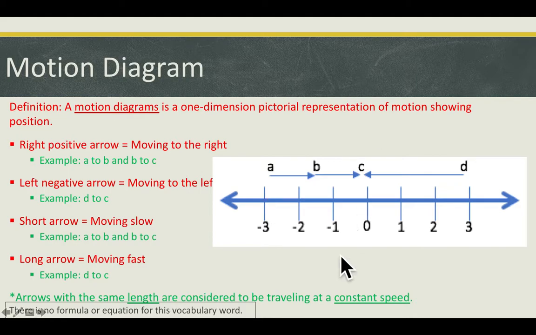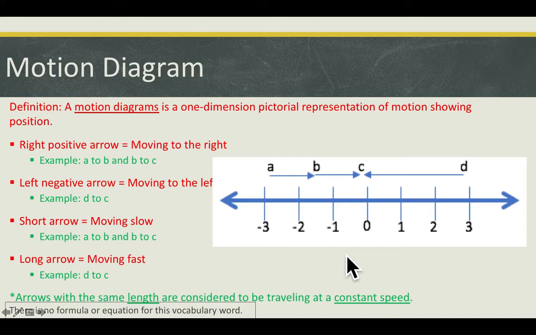If we look at this where we go from A to B and B to C, then that clearly is something that's moving to the right. And those arrows show that it's moving to the right. Then from D to C, that arrow is pointing to the left, so this shows something that's moving toward the left. The short arrows from A to B and B to C indicate that the object is not moving very far, compared with D to C, which moves a long way.